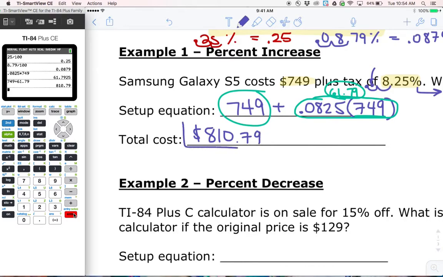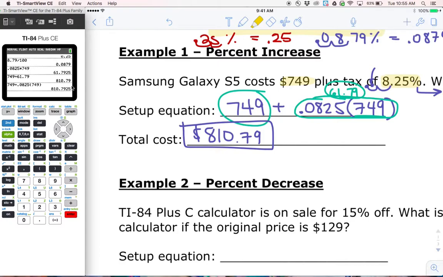There we go. Just for future reference, you could actually take this whole thing and type it in your calculator exactly like that. I could have just typed in 749 plus, and then multiply in here 0.0825 times 749. Actually, let's do it just like on my paper. I don't really need the parentheses around the first number. Okay, this looks just like it does on my paper. When I press enter, it's going to give me the same number, right?